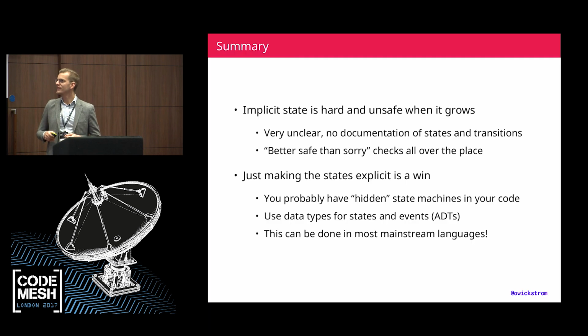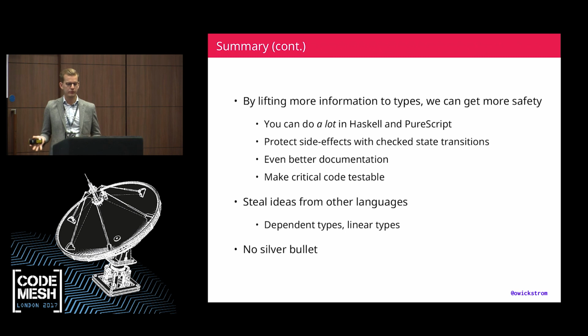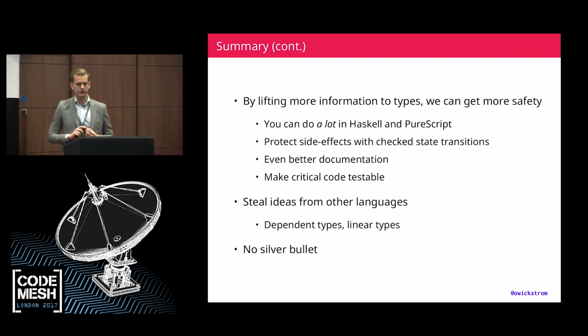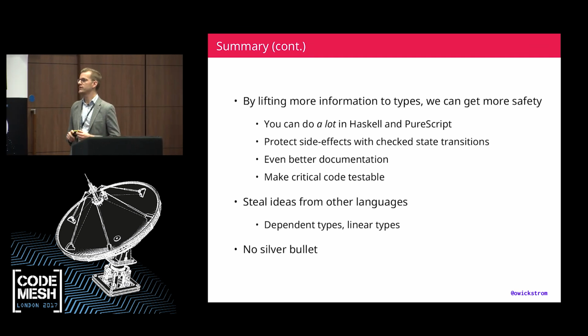So to summarize all this, implicit state is hard and unsafe, and just going the one step to making states explicit with a data structure is the big win. Really consider doing that. And you can lift more information to the type and get more safety if you want. You can do this in Haskell and PureScript and whatnot. And you can steal cool ideas from other languages. So do look at Idris and linear types and whatnot to be inspired.